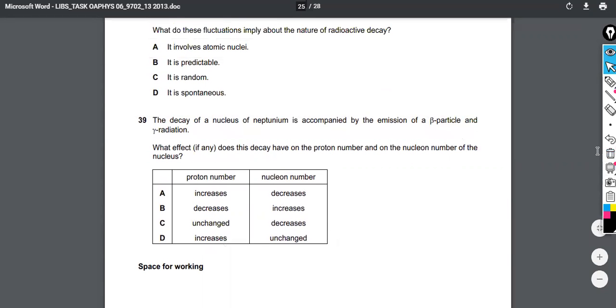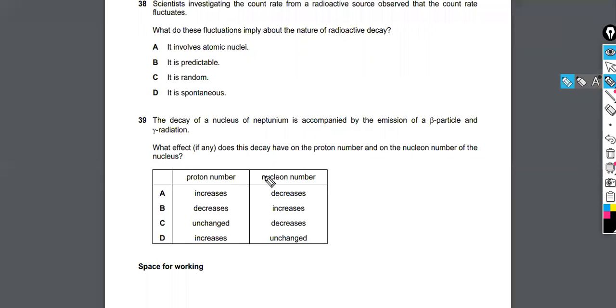This one reads, the decay of a nucleus of neptunium is accompanied by the emission of a beta particle and gamma radiation. What effect, if any, does this decay have on the proton number and on the nucleon number of the nucleus? When we emit a beta particle, we increase the proton number. Remember, if it's a beta minus particle, then a neutron is becoming a proton, so it's going to increase. So either choice A or D.